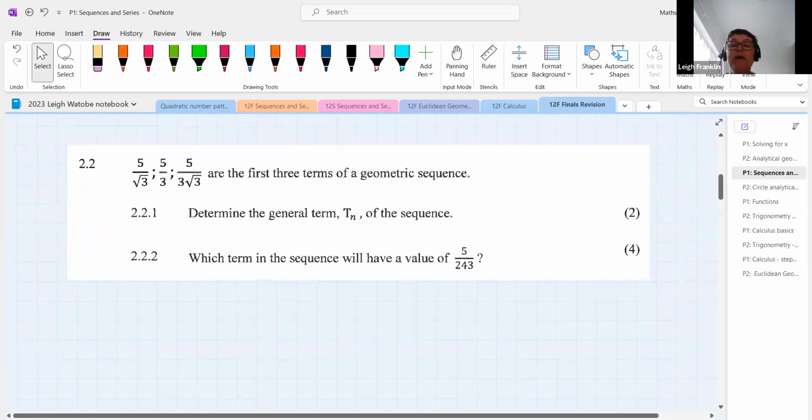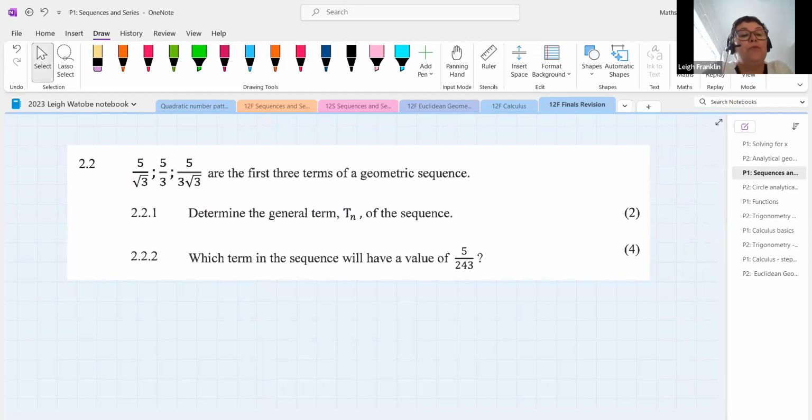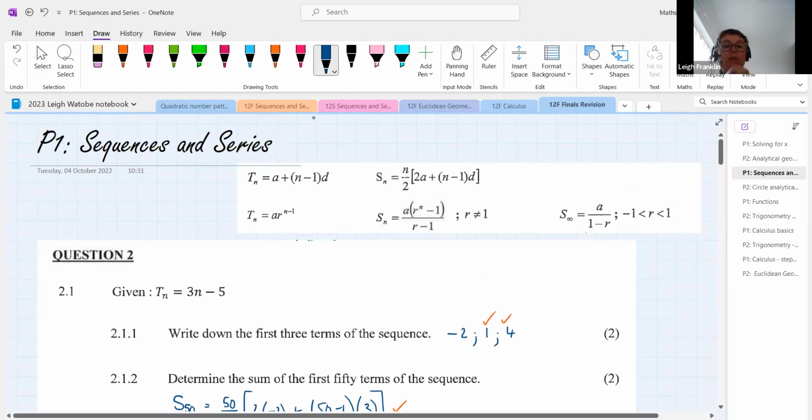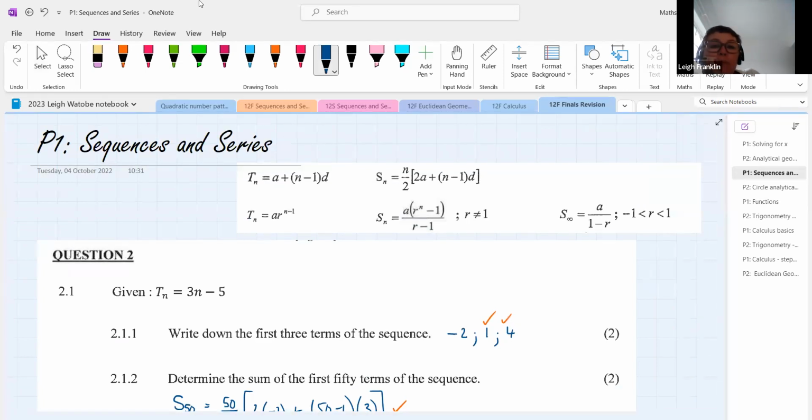This is going to be a little bit more difficult. In question 2.2, they tell us that 5 over root 3, 5 over 3, and 5 over 3 root 3 are the first 3 terms of a geometric sequence. The first thing that they want us to do in question 2.2.1 is determine the general term Tn of the sequence. Again, we've got to use the correct formula. If I go up to the top where my formulae are, which is the correct formula to use? Can anybody tell me?